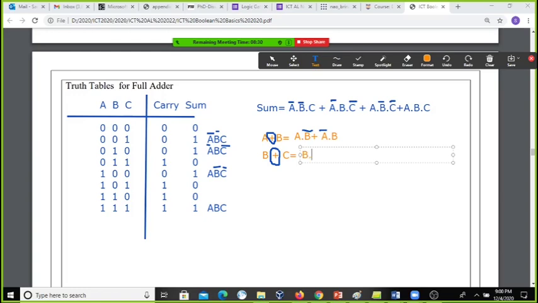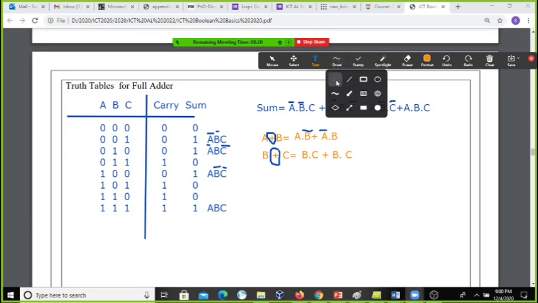B into C bar plus B bar into C. So according to the previous one, this should be equal to B into C bar plus B bar into C. That is a Boolean expression for B exclusive C. Is that clear? Same pattern. Is it clear? Yes, sir.